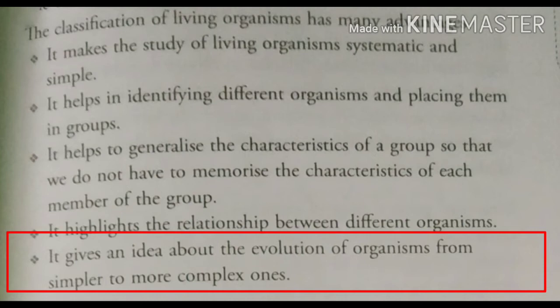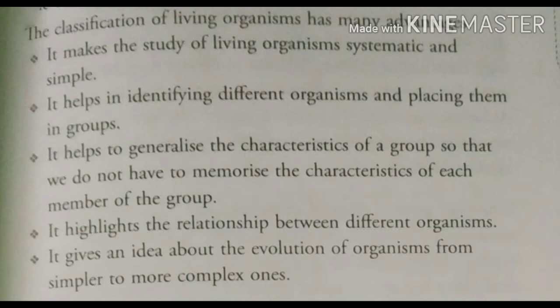Last one, it gives an idea about evolution of organisms. Like we all know, we say that human beings developed from apes. How do we know about it? Because of classification. When organisms are classified, they are classified based on the similarities and differences. So when I start studying the similarities and differences, I find a link between them, and we can easily find out how different organisms were formed from simpler ones into complex forms.